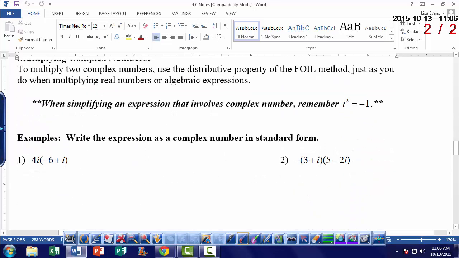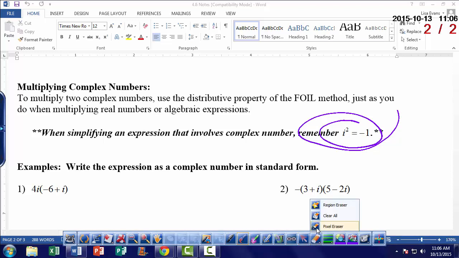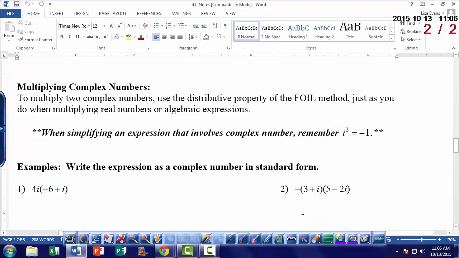Okay, now we're going to talk about multiplying complex numbers. Basically what you have to remember is this. If you ever end up with an i squared, you have to look at it like -1. All right, we'll go ahead and get started with the examples.